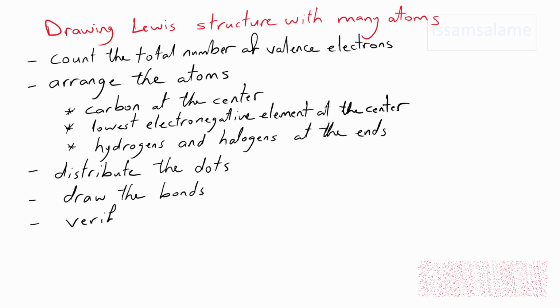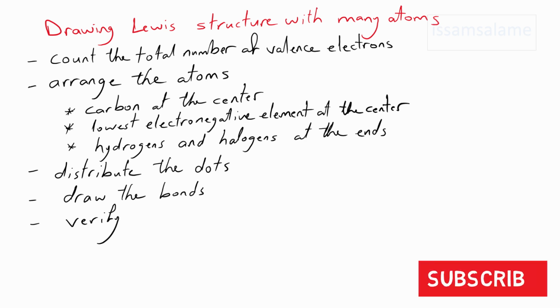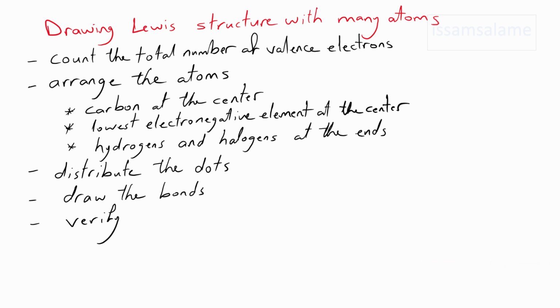And the last step is to verify the number of electrons should be equal to the total number of electrons we counted at the first step, and all atoms are stable by applying octet and duet rules. So let's start with our first example. We have the formula CH3F.